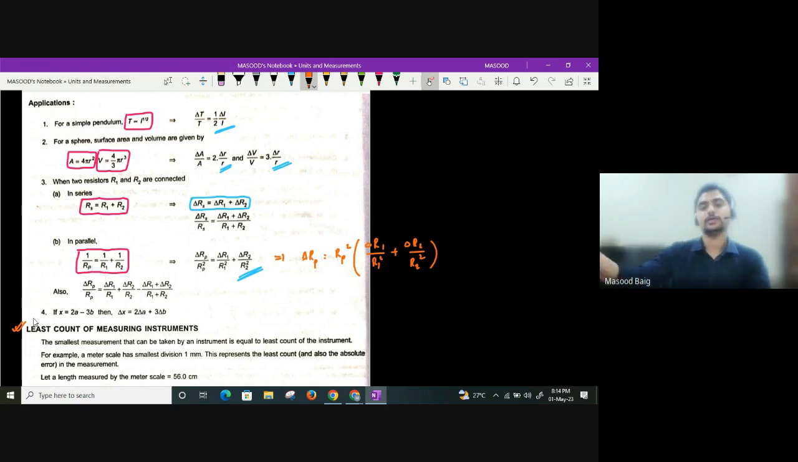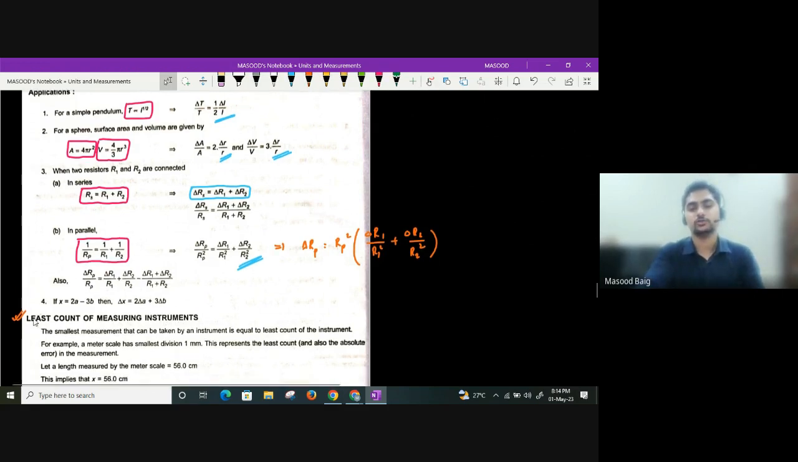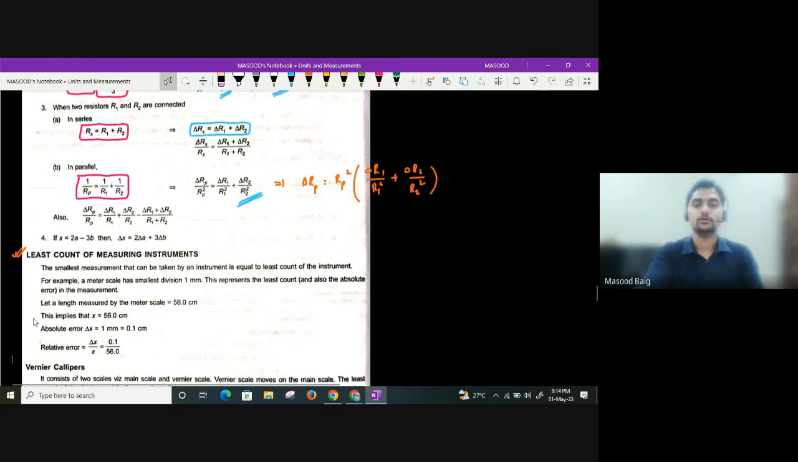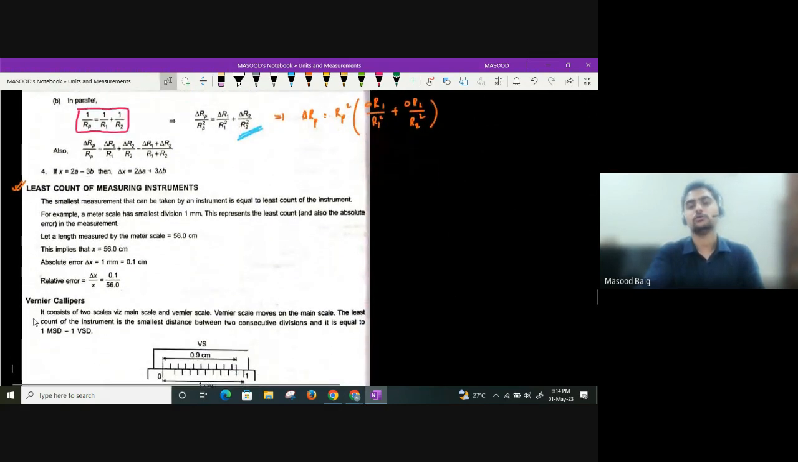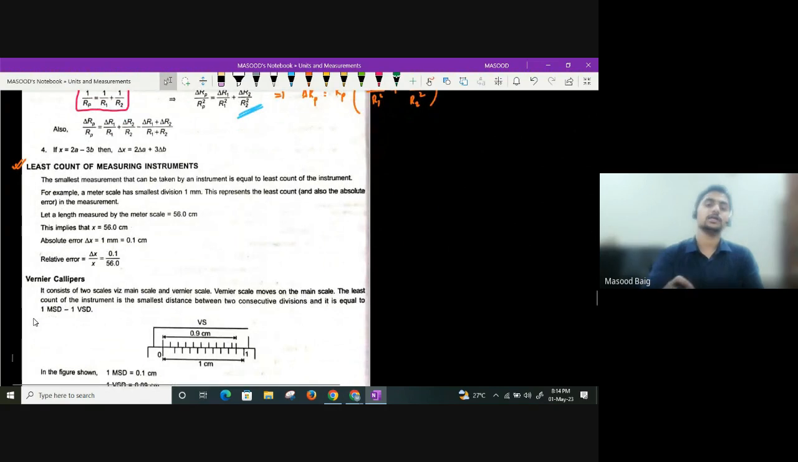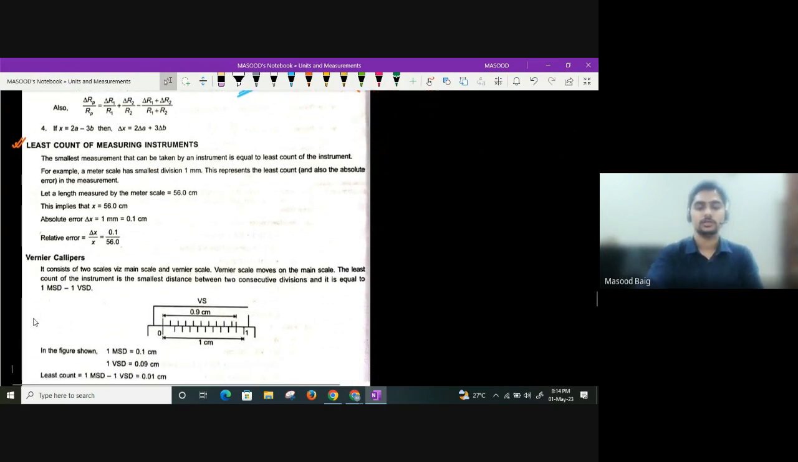Length is measured by a scale. Length of 5 meters is being measured by a scale. Error in length is not mentioned in the statement. So what I'll do, I'll take the least count of the scale as the error in the measurement of length, guys. So whenever error in a physical quantity is not mentioned in the question, we will take the least count of the measuring instrument as the error in that particular physical quantity. I hope it is clear, all of you. Yes or no, everyone?